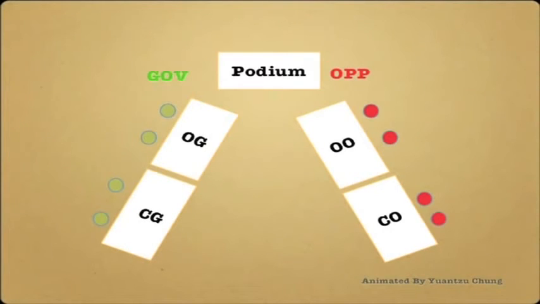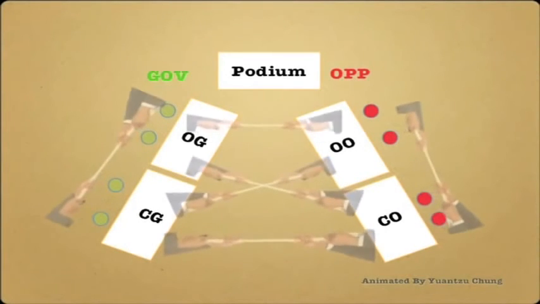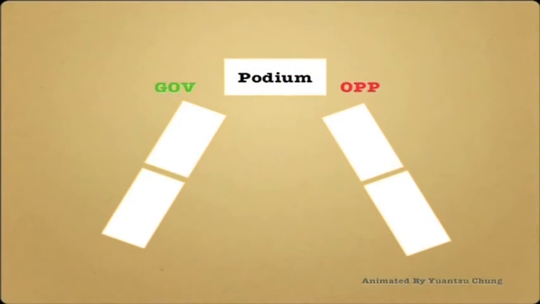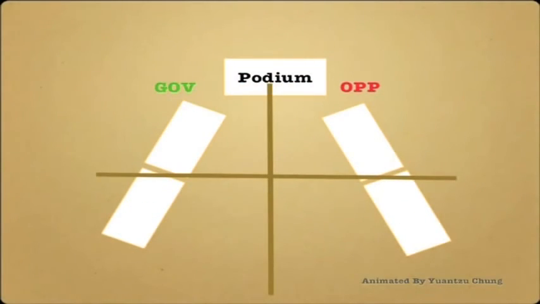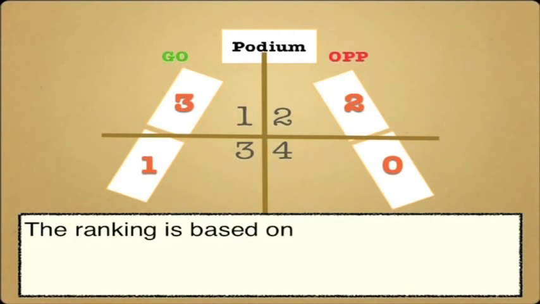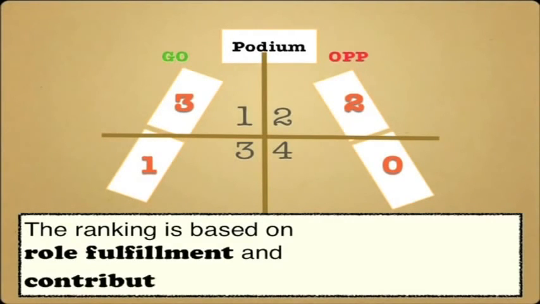Although teams share their sides with another team, they are all in competition. Thus, the teams are ranked from 1 to 4 at the end of the debate. Scores are awarded to the top 3 teams from 3 to 1, while the last team gets none. The ranking is based on role fulfillment and contribution to the debate.